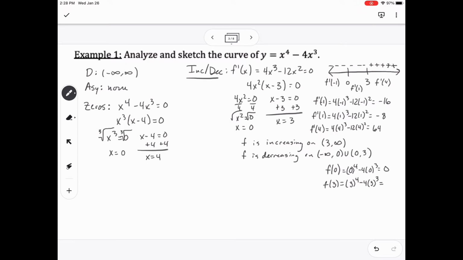We also want to know what those points are. Obviously f of 0 is 0. Plugging in 3 gets me -27. So that'll be a local min for me.